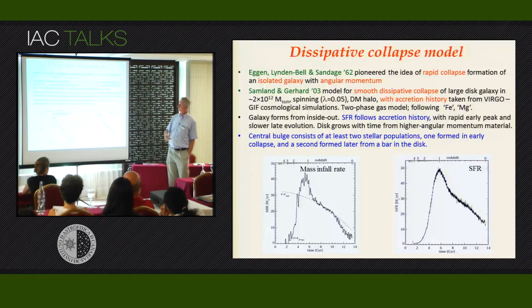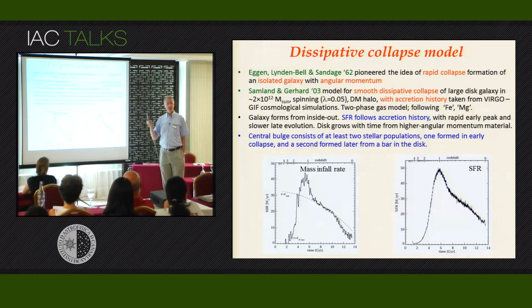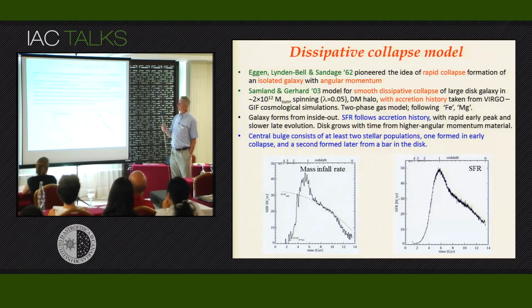Now, those data have changed in the meantime, but also we've learned that galaxies are not isolated. And so this model here, which I was involved in some years ago, is something like a modern version of the Eggen, Lynden-Bell, and Sandage picture, in the sense that it uses an accretion history that comes from cosmological simulations. So this was made in order to understand whether it was possible to explain something like this galaxy simply by allowing for this dissipative collapse in the presence of angular momentum and an accretion rate.